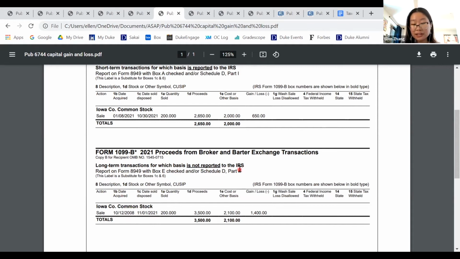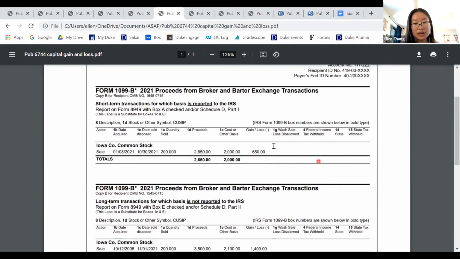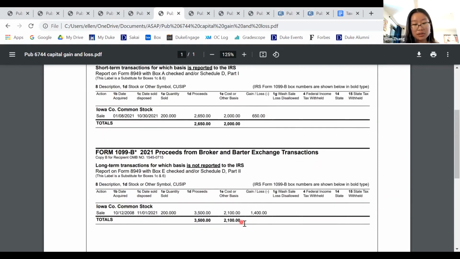Now, not reported to the IRS does not mean you do not have to file this or report this on your 1040. This just means that the IRS has not kept track of this basis because it's been such a long time frame. It still does need to be reported on your 1040. And so we see the proceeds, the cost again, and this person has gained $1,400 from trading this stock. So all these would be inputted into your capital gains and losses section of your 1040.